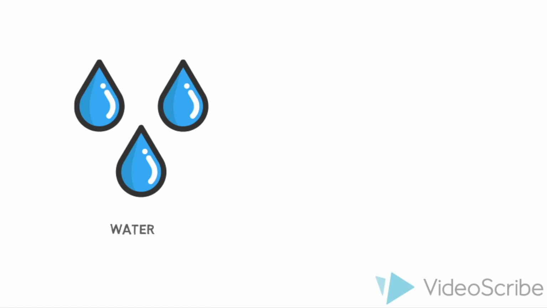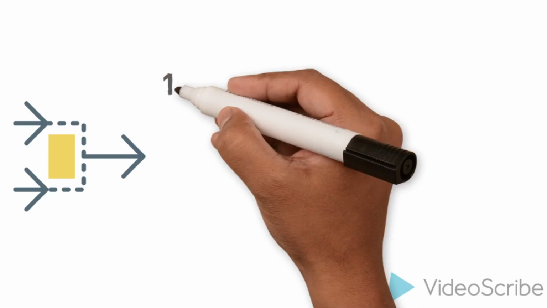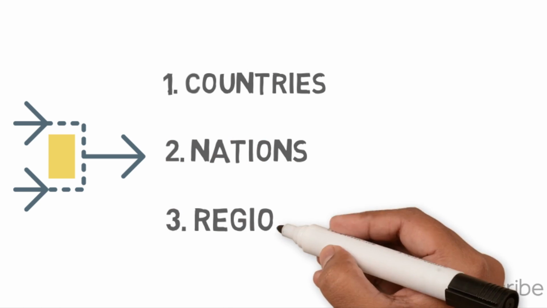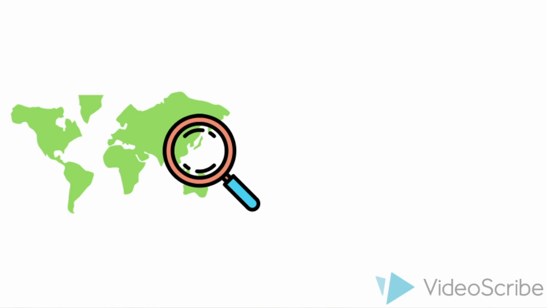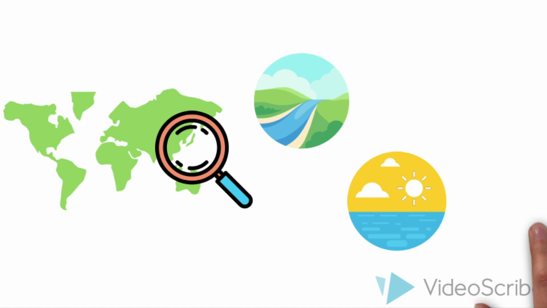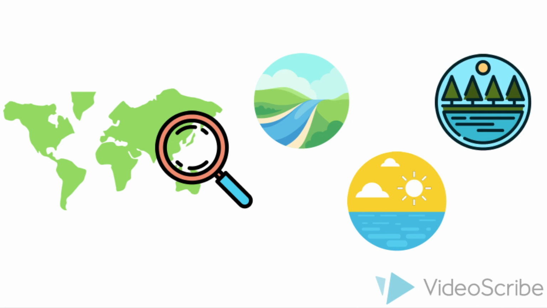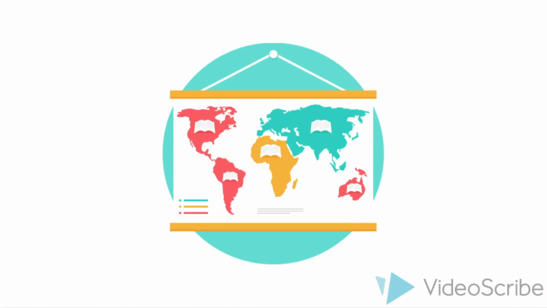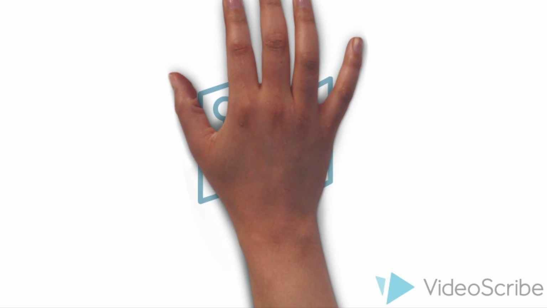Where do we live? We live on planet Earth. Earth is largely divided into water and land. Land is divided into different countries, nations, regions, and more. There are also rivers, oceans, and lakes, which are an essential part of life. In geography, these are shown in maps.